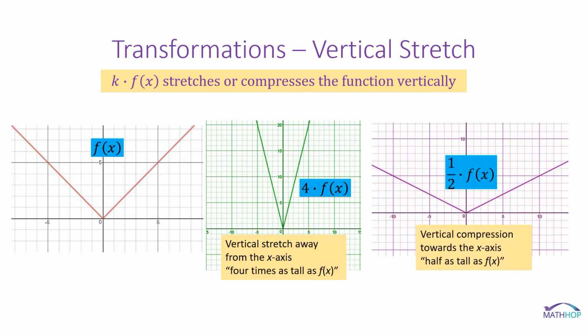If we have 1/2 times f of x, so 1/2 times the absolute value of x, we are getting wider. We are being compressed towards the x-axis. It's half as tall as it used to be. Instead of 1, 1, we have 1, 1/2. It takes us twice as long to get to that same output.